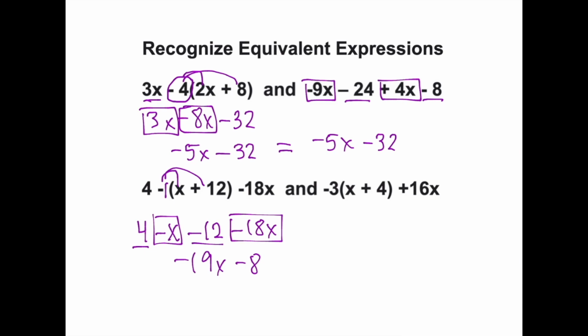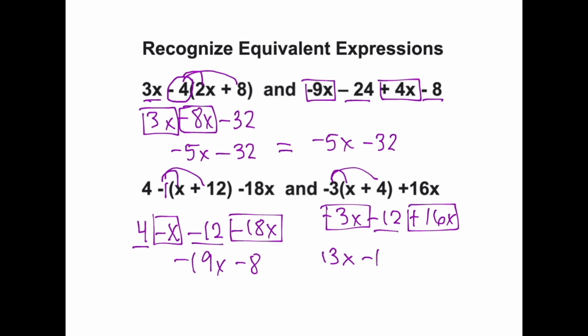Now let's look at the side on the right. We have to distribute the negative 3 through. That gets us negative 3x, and negative 3 times 4 is negative 12. Now we have to add 16x. Negative 3 and positive 16 make a positive 13x. And then we have this minus 12 with nothing to combine with. Are our two sides equal? The answer is no, and we do not have equivalent expressions.